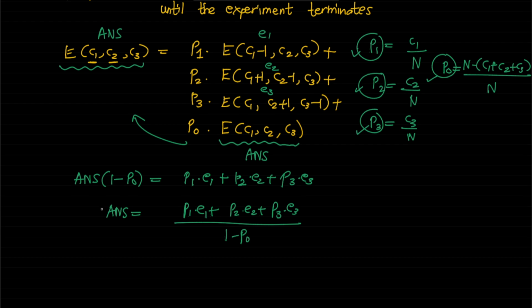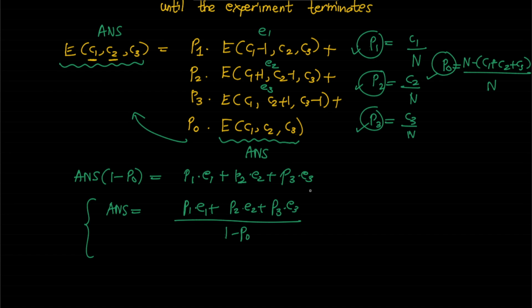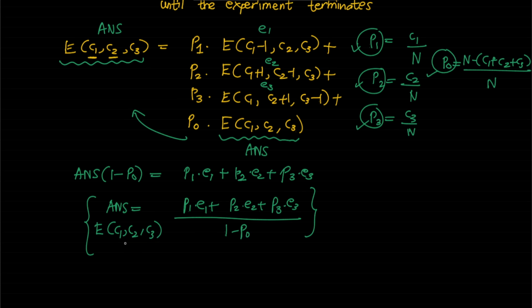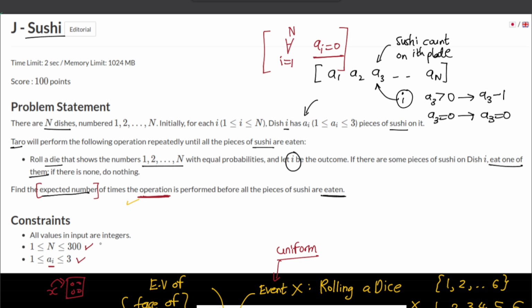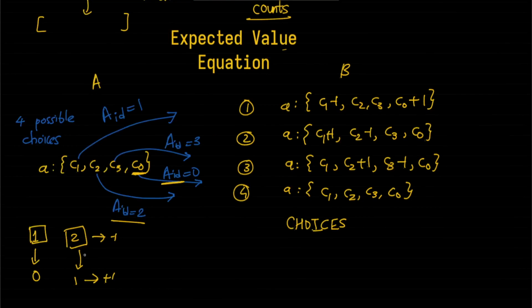So this is the main recurrence for the expected value. This is the same as even C1, C2, C3. Notice that we transformed our expected value for the array A1, A2, A3 into the same problem by just storing these counts, since the array values were only from 1 to 3. That is why we used that.